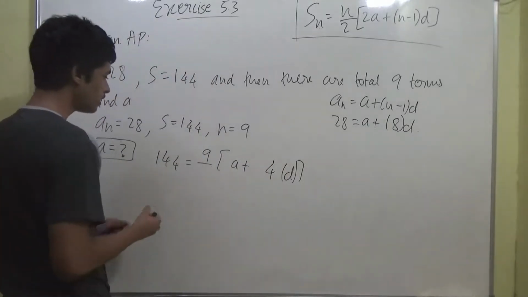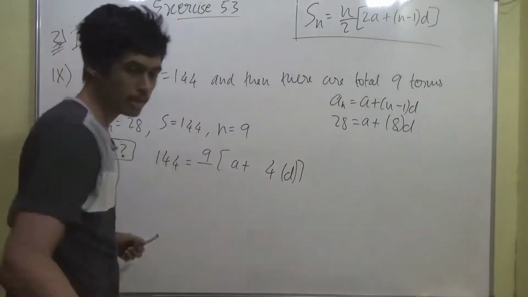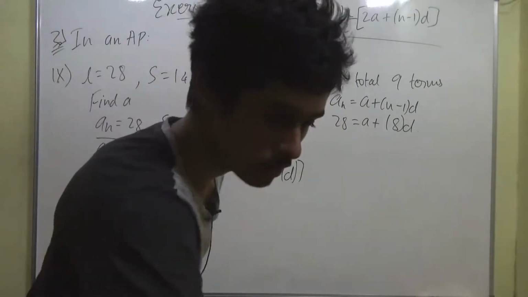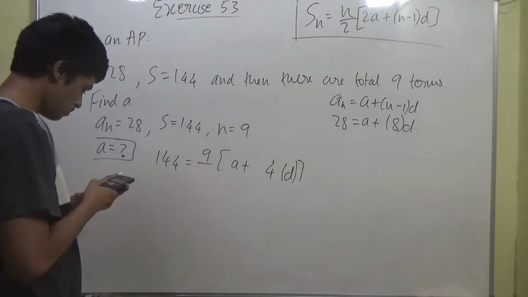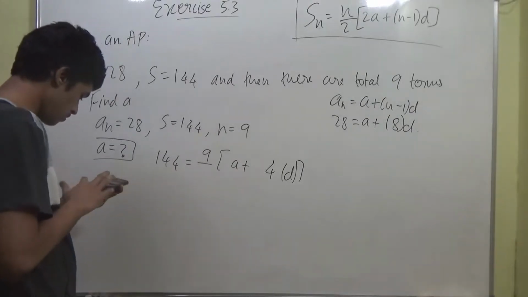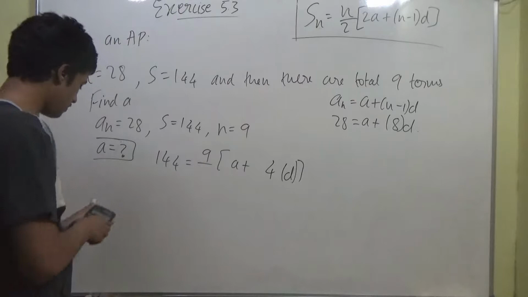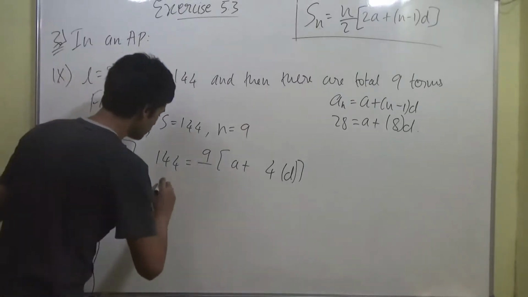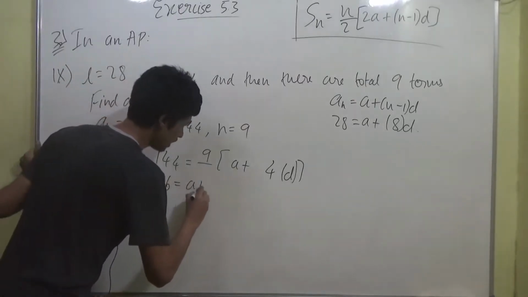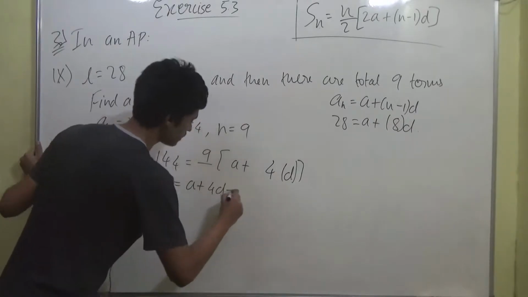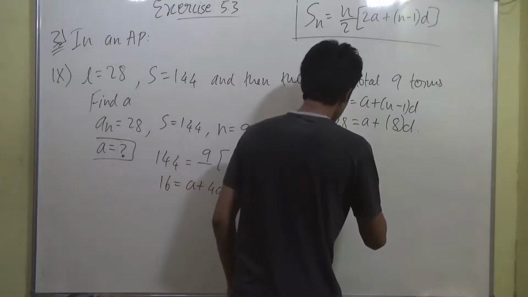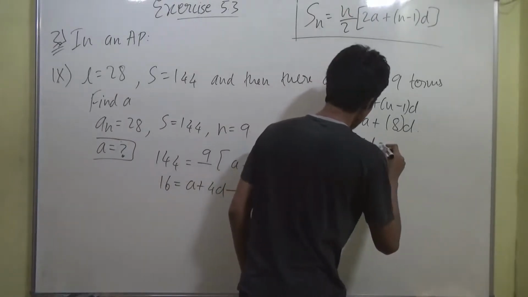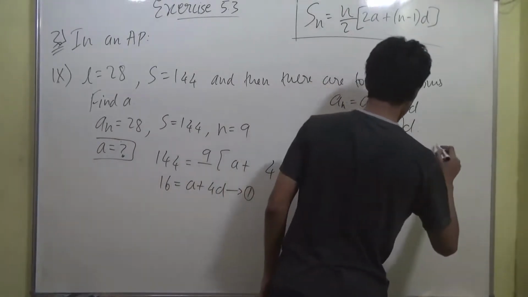Now if I bring back 9 here, 144 by 9 will become equal to 16. So this will become 16 equal to A plus 4D. Getting it, guys? This becomes our first equation, and the second equation becomes A plus 8D equal to 28. Getting it, guys? This becomes your second equation.